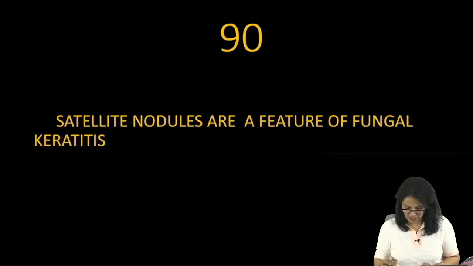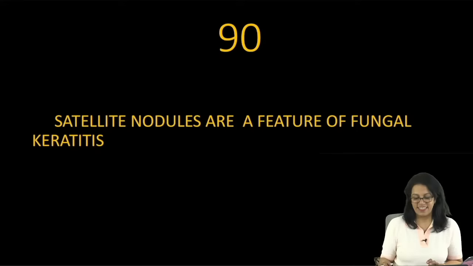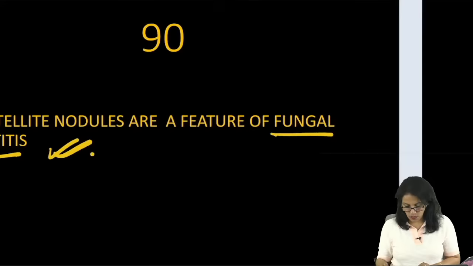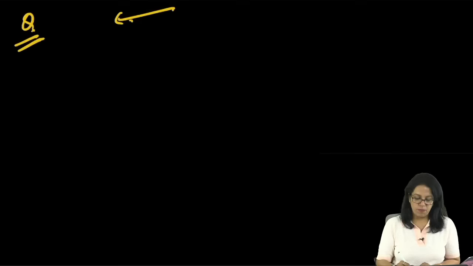Okay, satellite nodules are a feature of fungal keratitis. What are the other things they have asked you about this? Keratomycosis is again a favorite topic in INI-CET. Keratomycosis, what are the things? I'll just point it out. First question, how does it happen? Trauma by vegetable matter, by vegetative matter. This is one important point.